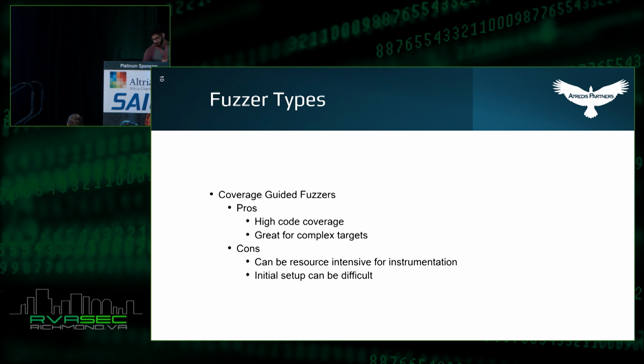Coverage-guided fuzzers. Coverage-guided fuzzers use your corpus and send it to the target, and they collect coverage information, so which code blocks were hit and which basic code blocks were hit. This gives the fuzzer the ability to understand the target a little bit more, and it allows the fuzzer to hit very specific edge cases.